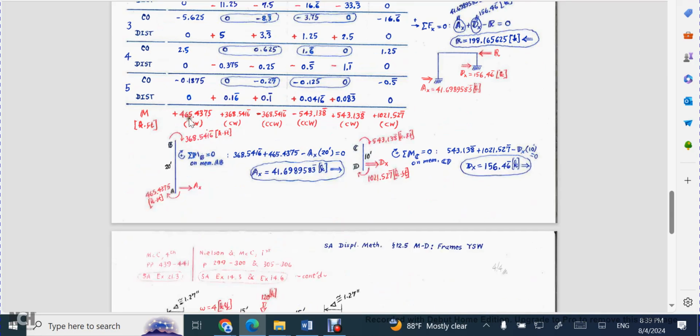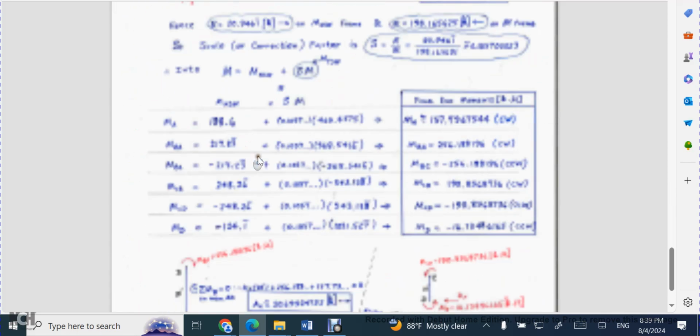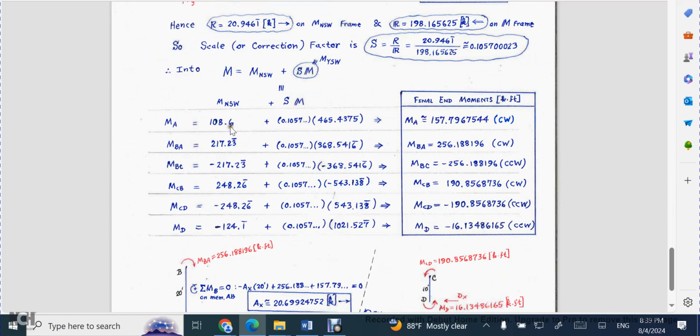Okay, that was the frame that could sway. So you have 465.44, roughly speaking, multiplied by that factor, added to the other one that I just mentioned, and then that's going to give you your total final end moment at joint A. Okay, so that comes out to being a positive 157.8 kip feet, and it's positive, so it's acting in a clockwise fashion. Then you go ahead and compute all of these, okay? So go ahead and calculate all of these final end moments.